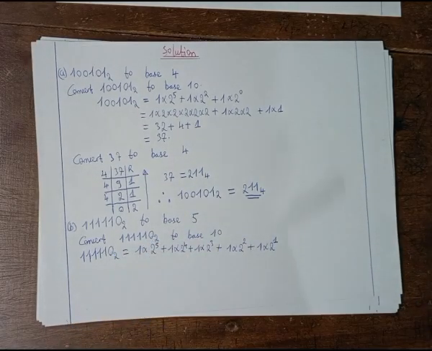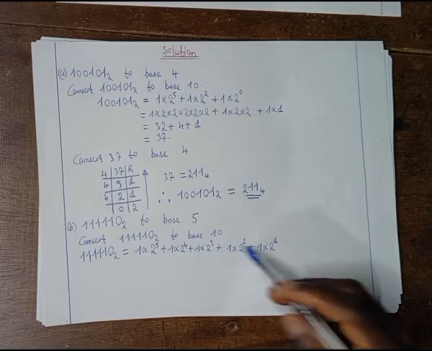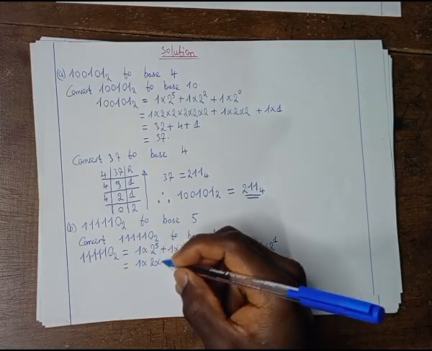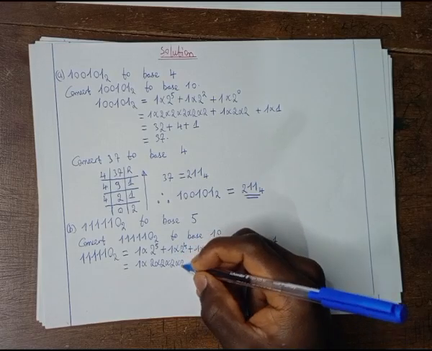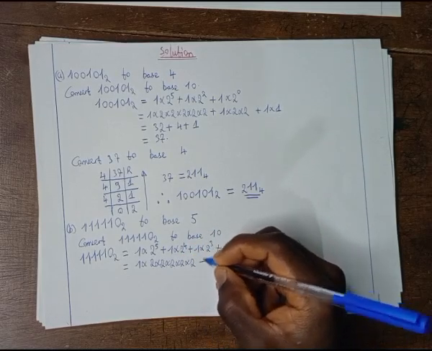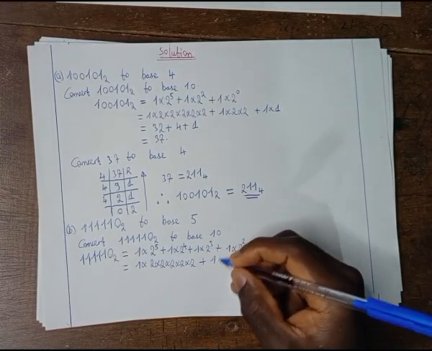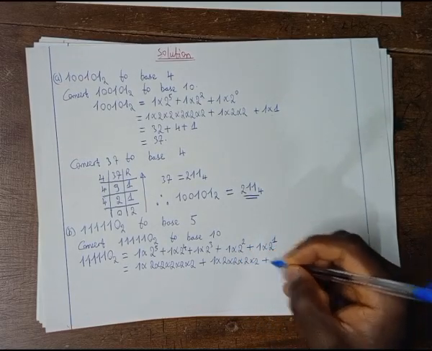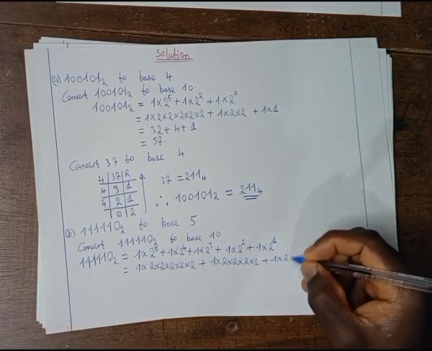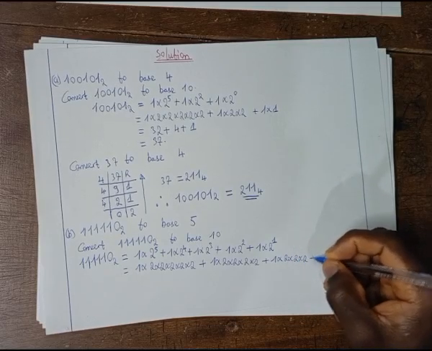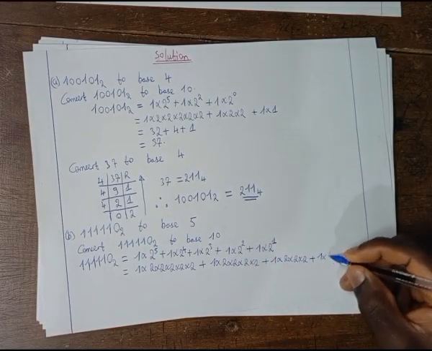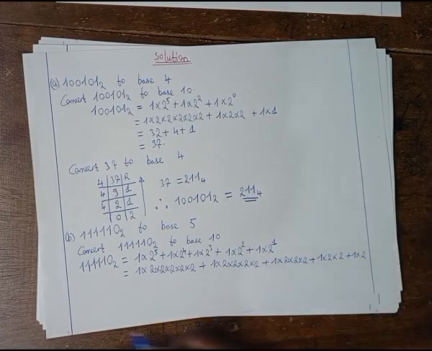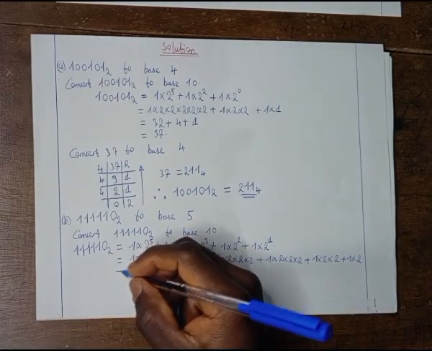The last digit is 0, so we are going to ignore it. This will simply give us 1 times 2 times 2 times 2 times 2 times 2 plus 1 times 2 times 2 times 2 times 2 plus 1 times 2 times 2 times 2 plus 1 times 2 times 2 plus 1 times 2. Next thing we have to simplify.